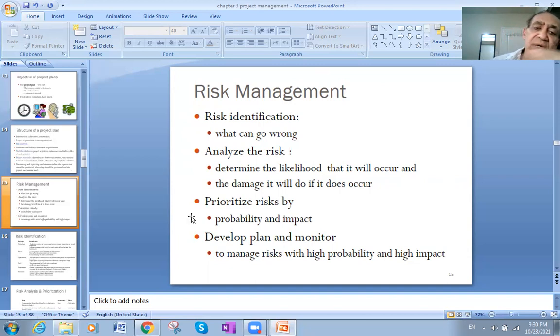Okay, what went wrong? Analyze the risk, and determine the likelihood that it will occur. This is what we will study. We will put something called states of nature, and we will put a probability distribution for each state. Then the damage it will do if it does occur. We will also use something we call what-if analysis. Then we will see what kind of criteria we will use in making decisions. Prioritize risk by probability and impact.